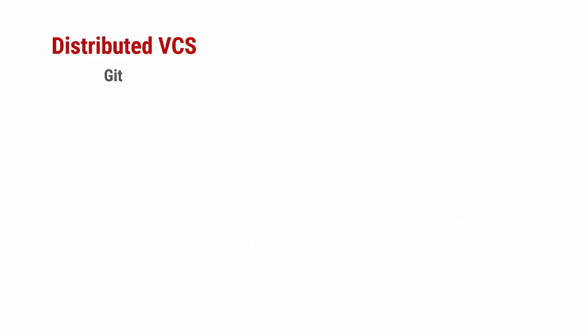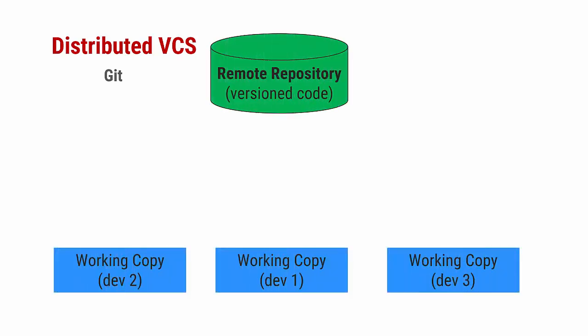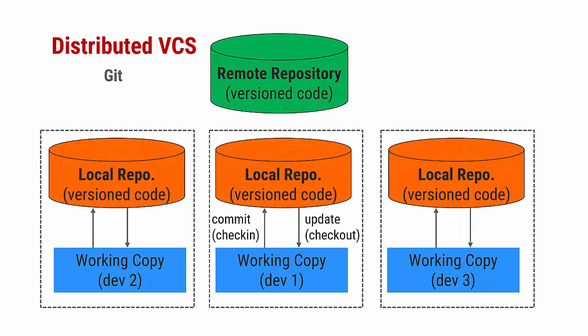But these days, a distributed VCS is more popular, and Git is an example of this. And here also we have the remote repository, which has the versioned code, and we also have the multiple developers, but the developers will not directly interact with the remote repository. So they will have something called a local repository on the same machine, and they would interact with the local repository. So they would still execute the update and commit commands, but they are run against the local repository, and it also has versioned code.